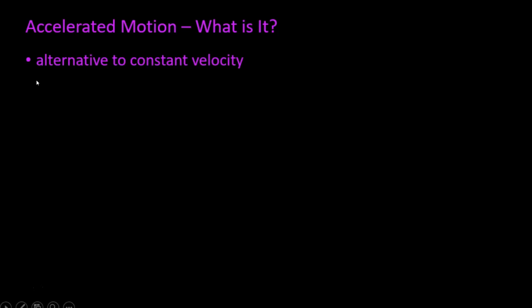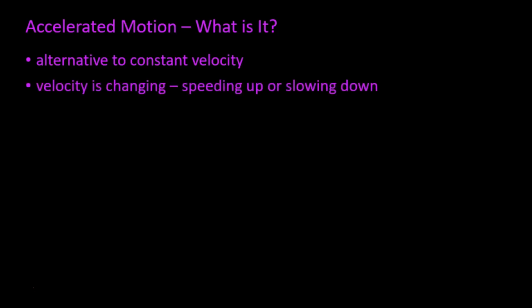Well, it's the alternative to constant velocity. We said with constant velocity, the object is moving the same speed all the time. In other words, it covers the same distance every second. Well, accelerated motion, the velocity is changing. It's either speeding up or slowing down. And that's something we should talk about.